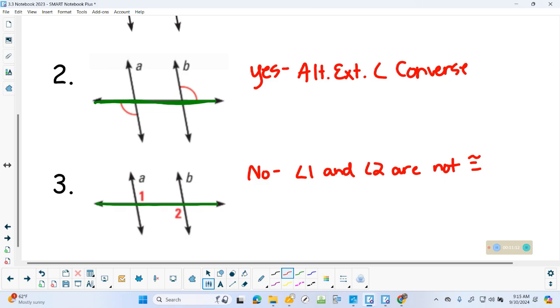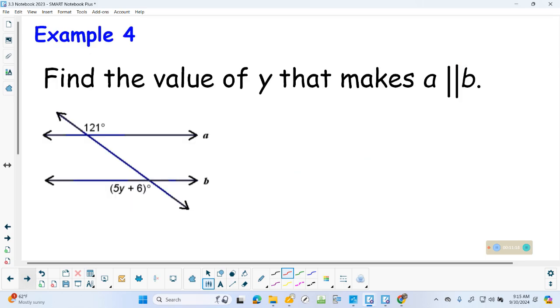All right, let's do some actual solving for a number here. Let's do some numbers and math. I know it's craziness. Find the value y that makes a parallel to b. So look at your angles. What type of special angles are these guys? Alternate exterior is always 50-50. Do they need to be congruent or supplementary? Congruent. So let's just set them equal.